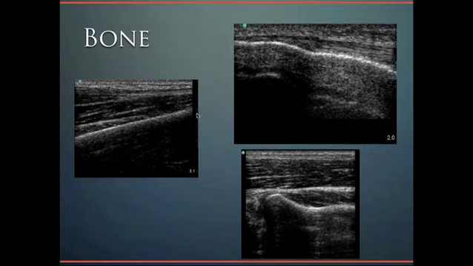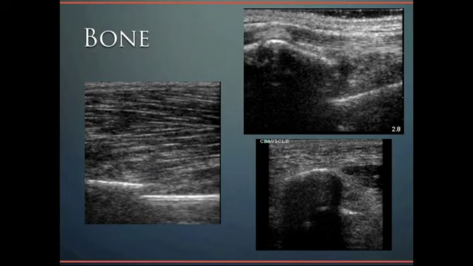It's a very hyperechoic structure of the bone because it's so dense, and behind it is a shadow because the sound reflects off the bone. We can see the bone over here, and we can also make out the bone as it goes along here. This, in all these projections on this screen here, this is the long axis of the bone.